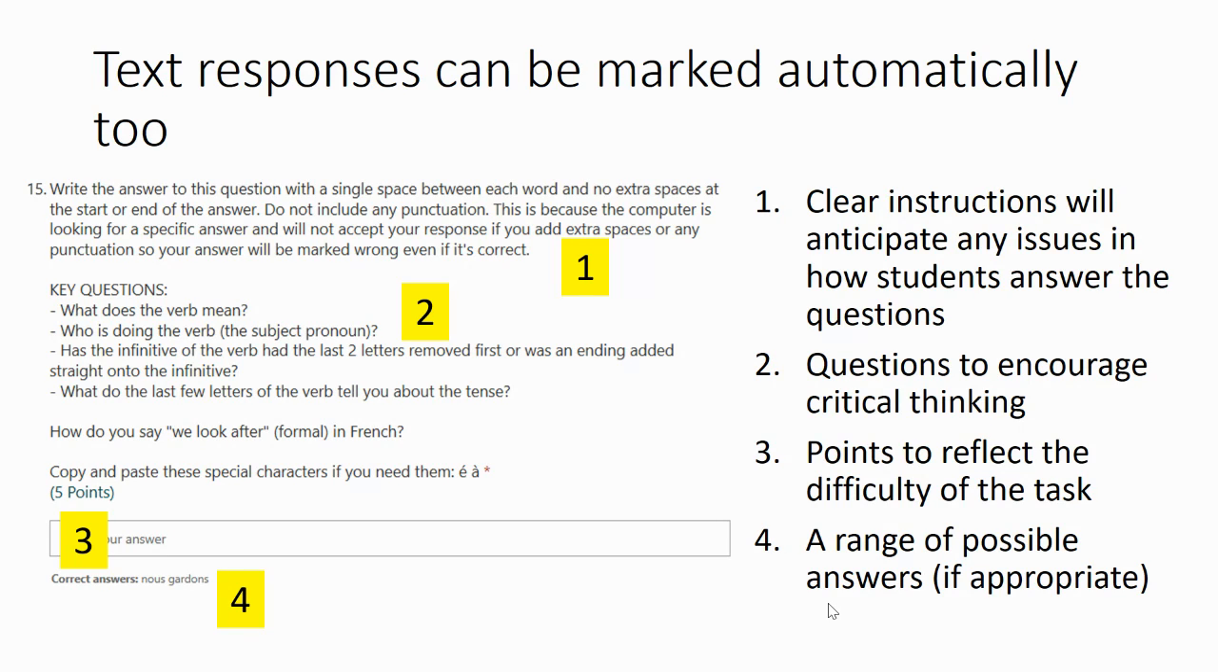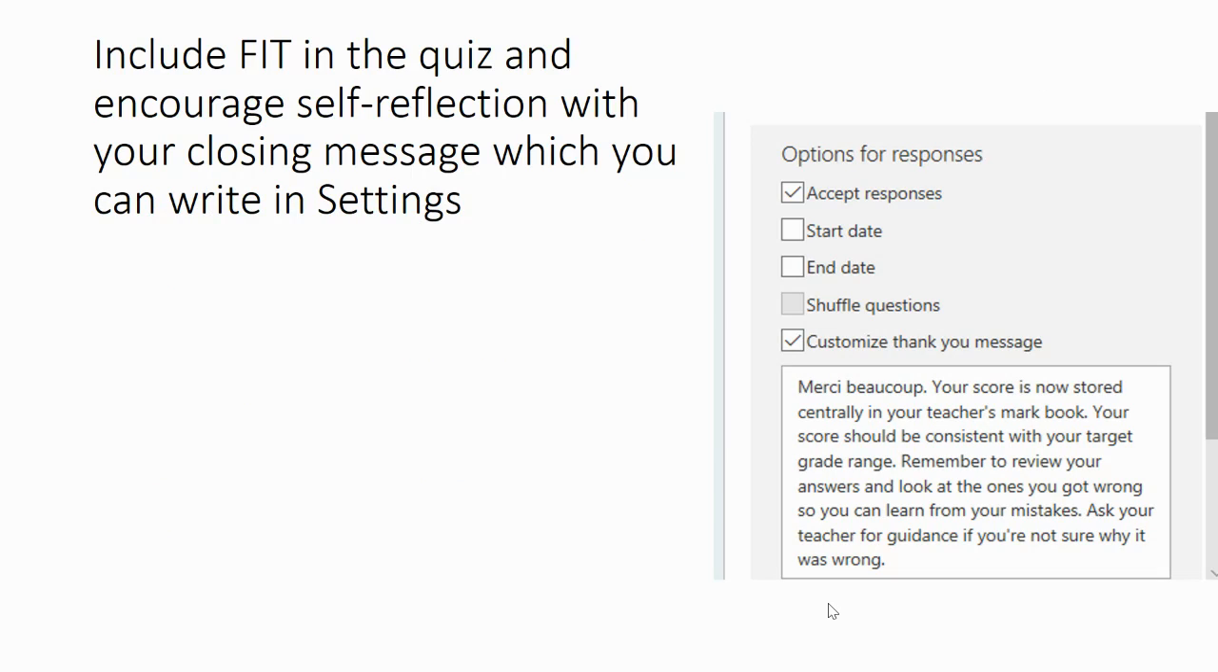The good news is that you can also check quizzes manually afterwards if you do need to do so. You can include feedback time in the quiz and encourage self-reflection with your closing message, which you can write in settings. This one here encourages students to review their answers and look at the ones they got wrong so they can learn from their mistakes, but also ask the teacher for guidance if they're not sure why it was wrong.